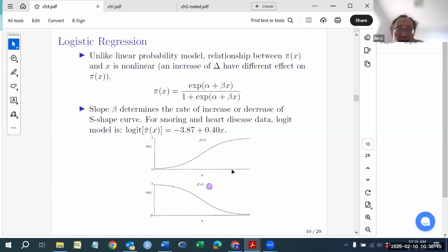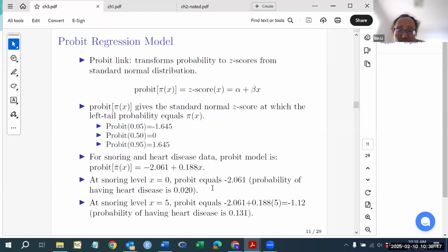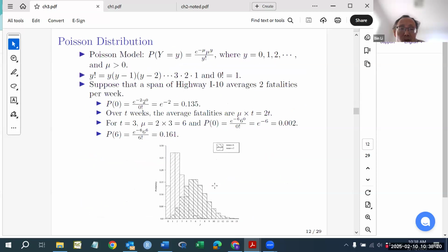And we talked about this for the probit model. So that's where we start. Okay, so for the Poisson distribution, this is the PMF function for the Poisson distributions. The Poisson distribution is a common distribution that we use to model counts.